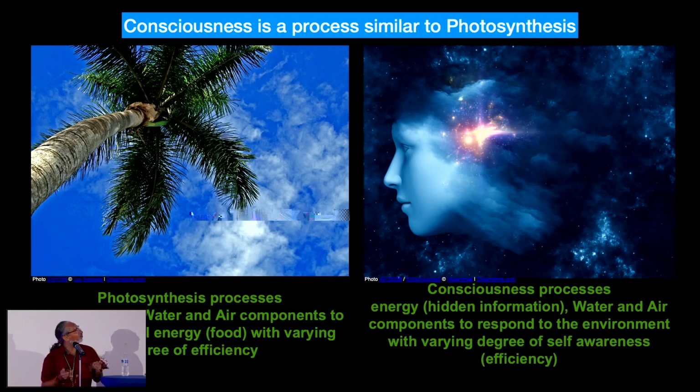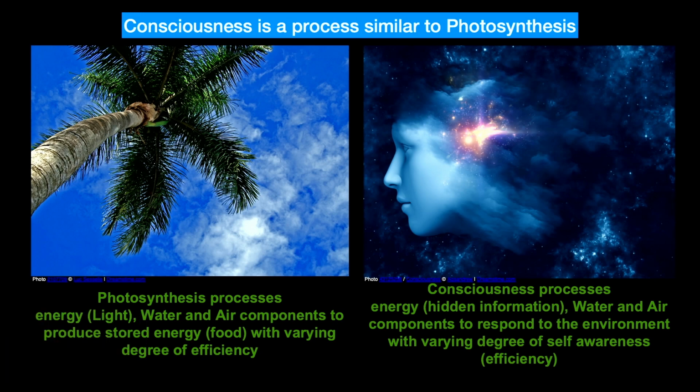So just to finish, consciousness then is a process, in my mind, similar to photosynthesis. Plants do photosynthesis. They utilize information, light energy, water, air, in that case carbon dioxide, and they store their food with a degree of efficiency. So different plants will do photosynthesis in different ways. Whereas humans, they develop consciousness. Maybe plants are conscious, I don't know. But the consciousness in that case is a process which utilizes hidden information, something we cannot measure.